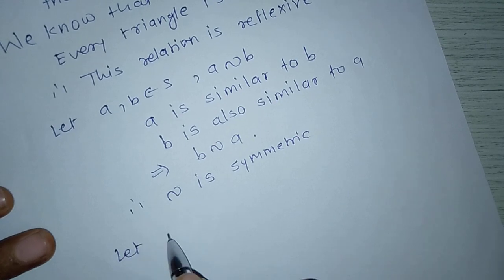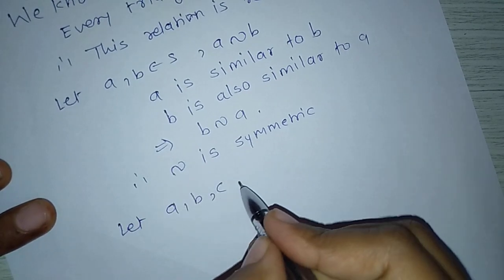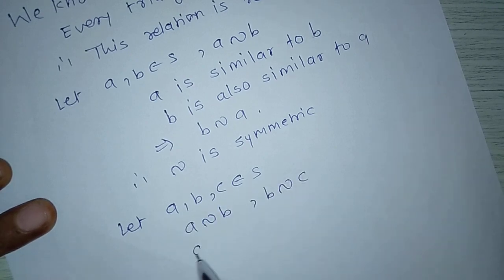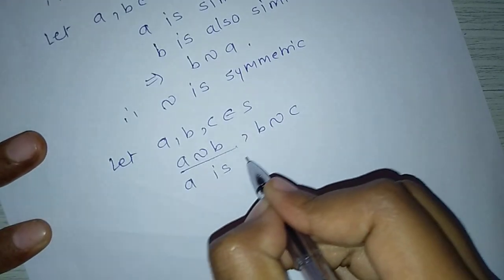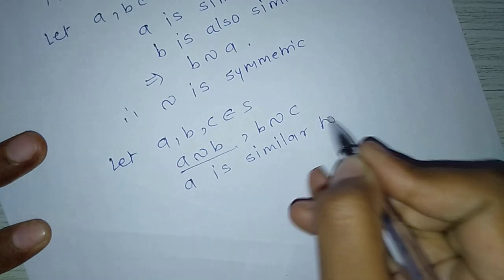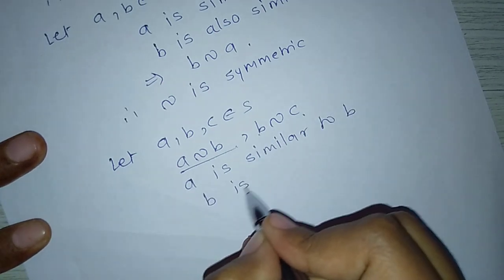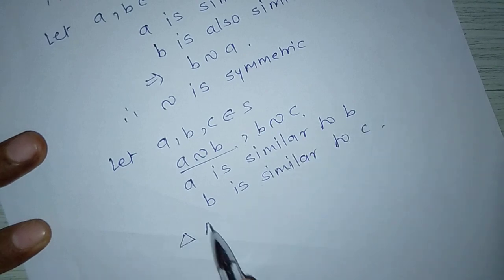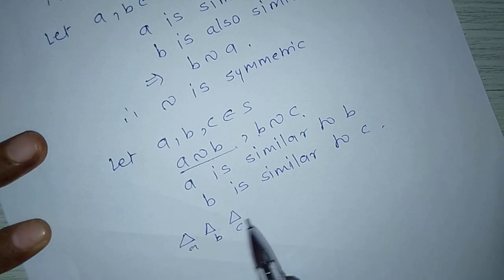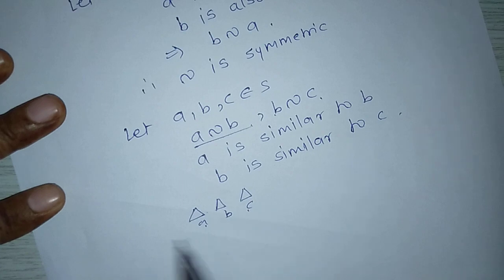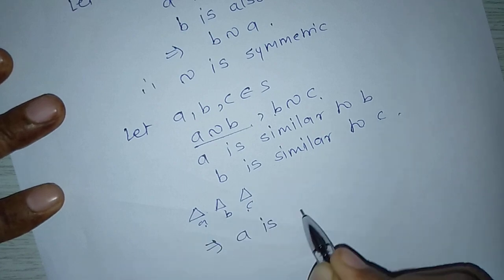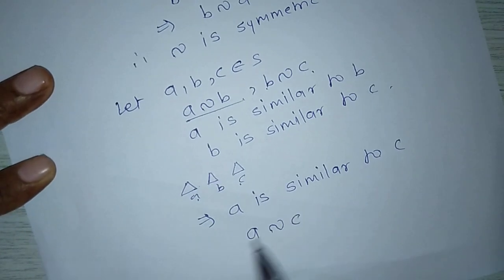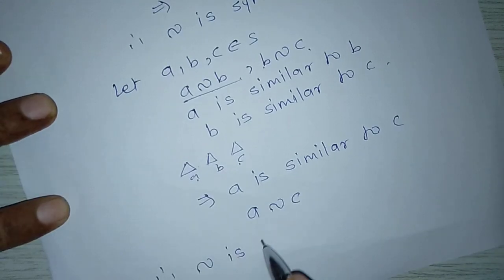Next, let A, B, C, these three triangles, belong to S such that A relates to B and B relates to C. A relates to B means A is similar to B. B relates to C means B is similar to C. This means A is also similar to C, that is, A relates to C. Therefore, tilde is transitive.